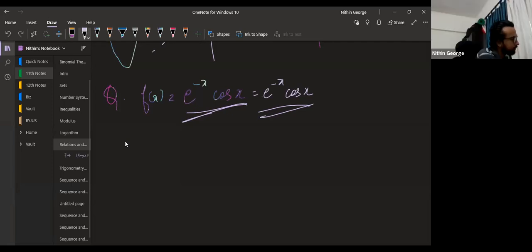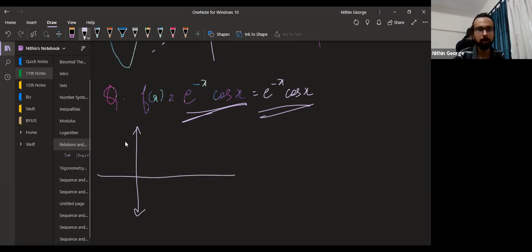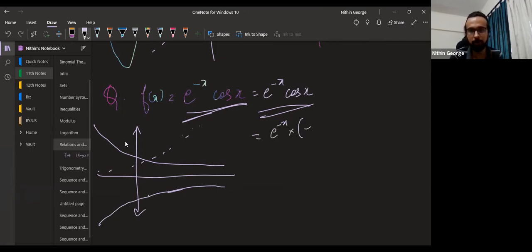Got the shape of the function? Yes, you got the shape of the function here. What do you do here first? You draw e power minus x. How do you draw that? You know that e power x goes like this, so e power minus x will be like this. And you also draw minus of e power minus x. Why do you do that? Because this will be e power minus x into a value between -1 and 1, both included actually.